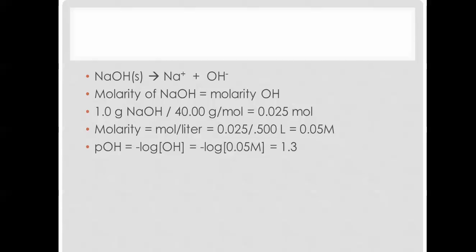So to find my pOH, I'm going to take the negative log of the hydroxide ion concentration, which is that, and I get 1.3. And then to get my pH, I'm going to subtract that from 14 and get 12.7. And again, it's just a matter of I don't know the H+ concentration, so I only know the OH concentration. So it's easier to find the pOH first before the pH.